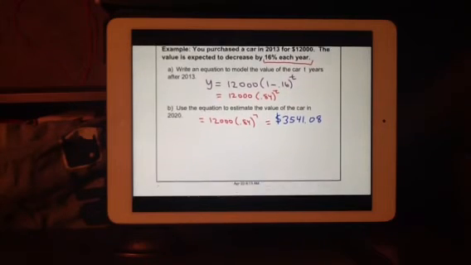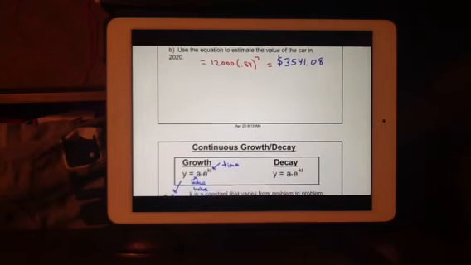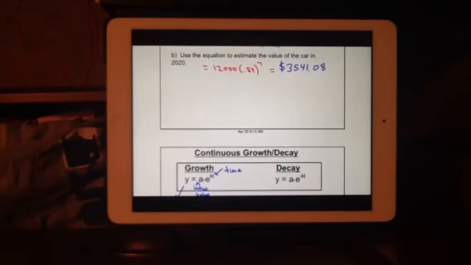But a lot of times, things grow or decay continuously, like constantly, smoothly throughout. If you think about a gas gauge in your car, it doesn't go from full down to 3/4 instantly, right? It goes through everything gradually and continuously.